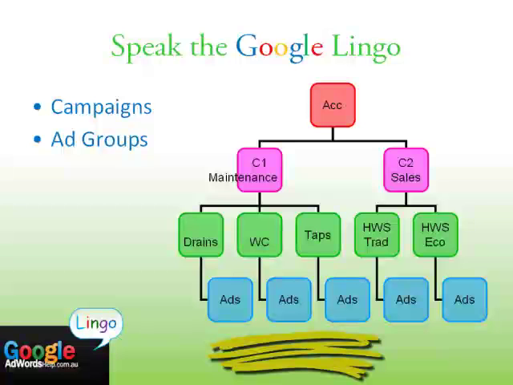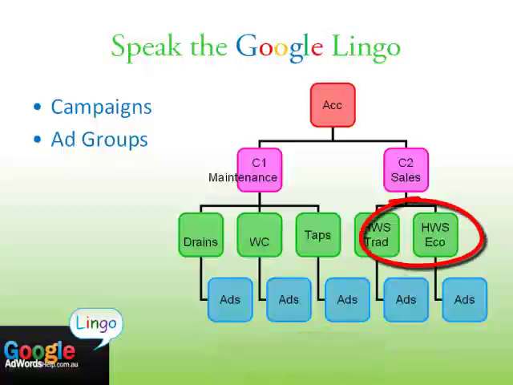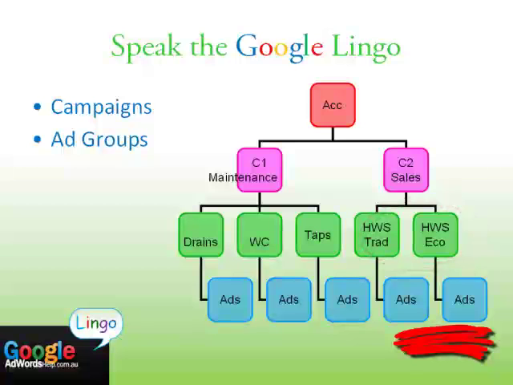Mr. Plumber decides that his hot water service ad groups will be placed on the display network. Mr. Plumber then creates 2 ad groups, one based on traditional brand names and the other ad group just on his eco-friendly hot water services. By setting up his campaigns and ad groups correctly, Mr. Plumber has got terrific control.